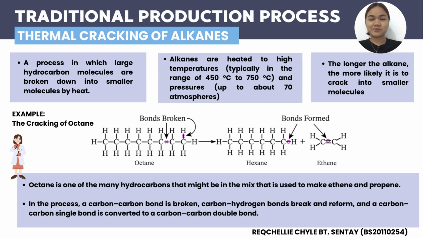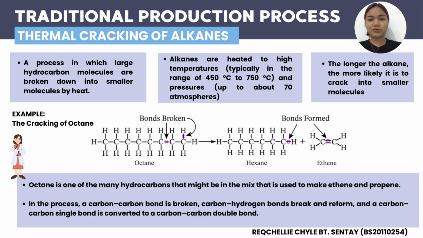Thermal cracking is a process in which large hydrocarbon molecules are broken down into smaller molecules by heat. This process is used to produce a variety of products including gasoline, diesel fuel, and ethylene. In thermal cracking, alkanes are heated to high temperatures, typically in the range of 450 degrees Celsius to 750 degrees Celsius, and pressures up to about 70 atmospheres.